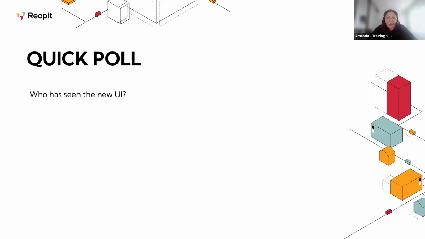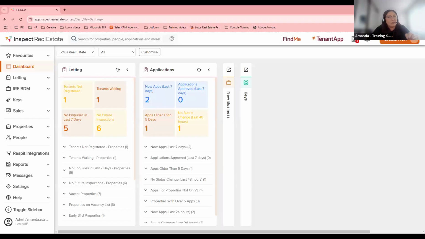Whilst we're here, what we're waiting for is for us to start using it and seeing where and how we're going to use the new UI. Alrighty, just bear with me one moment. You can now see the Inspect Real Estate screen on your screen. So let's get started.